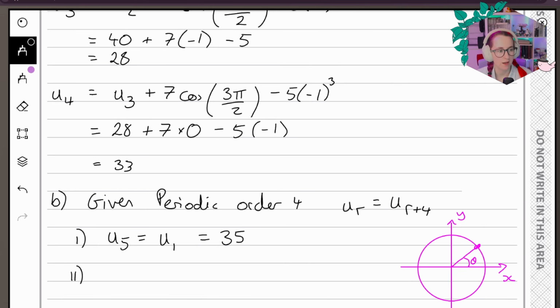Okay. What was it? It was find the sum from r equals 1 to 25 of U(r). Okay. So what we actually have here is the sum.